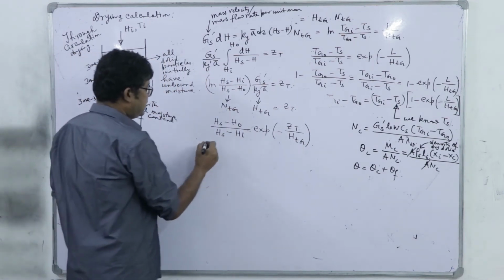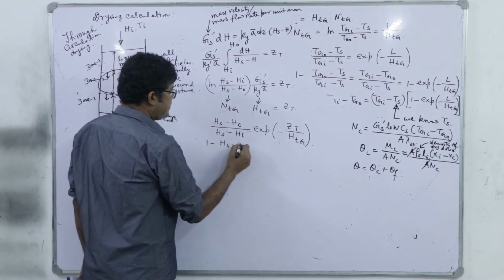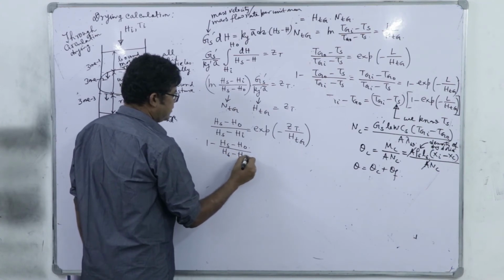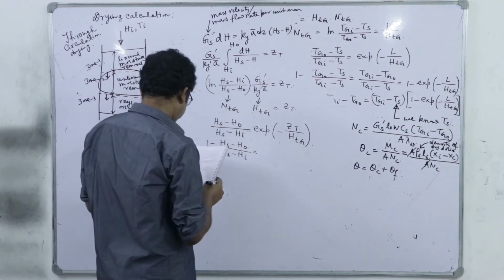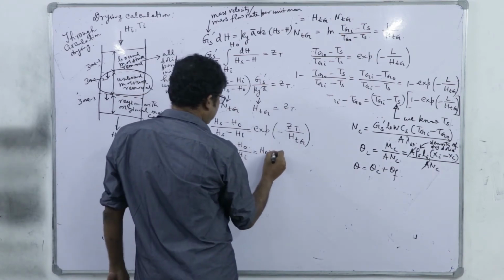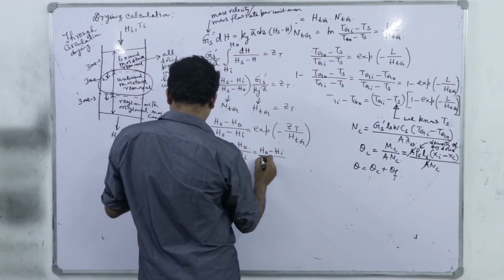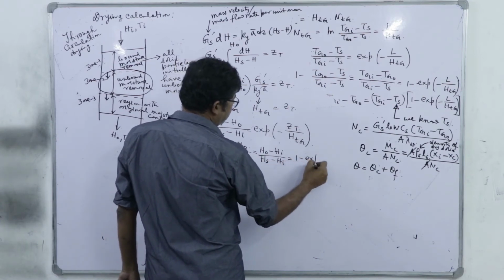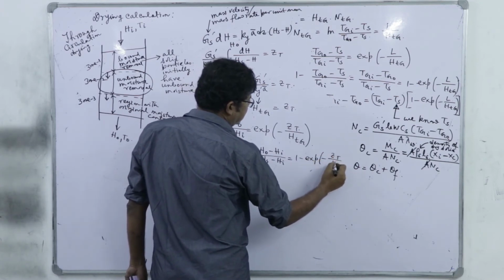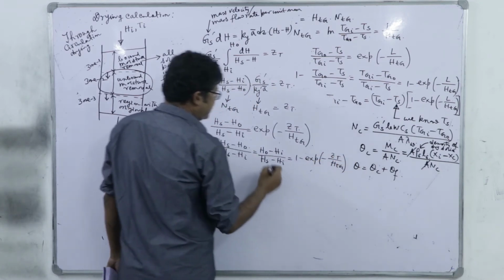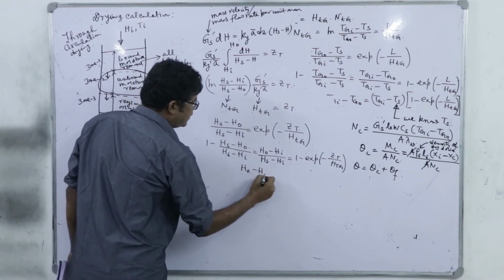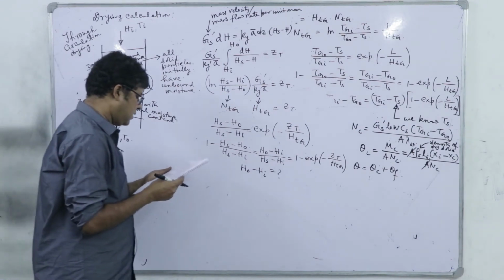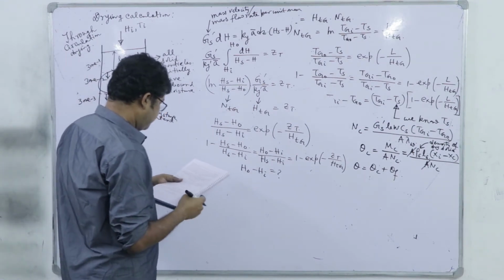So, how can we calculate? 1 minus this, so this becomes Ho minus Hi divided by Hs minus Hi, equal to 1 minus exponential of minus Zt divided by HTG. So, you have got what is Ho minus Hi, right. So, Ho minus Hi, we have calculated.